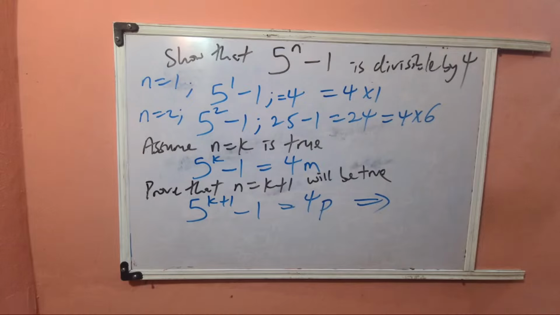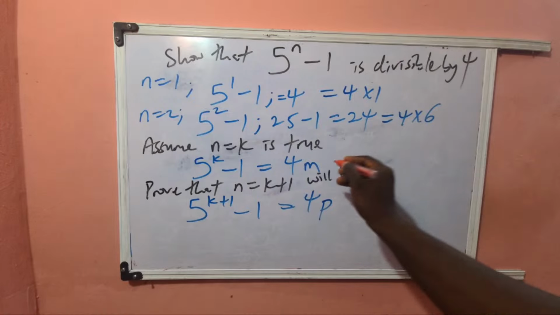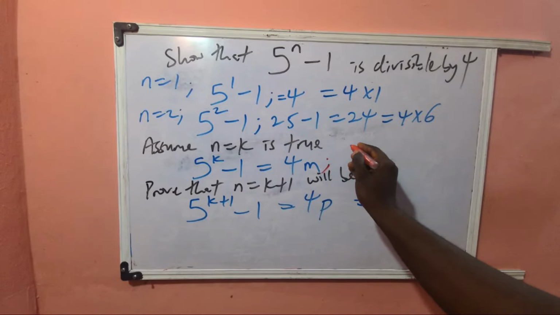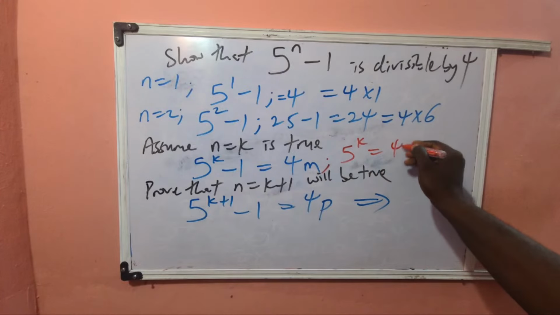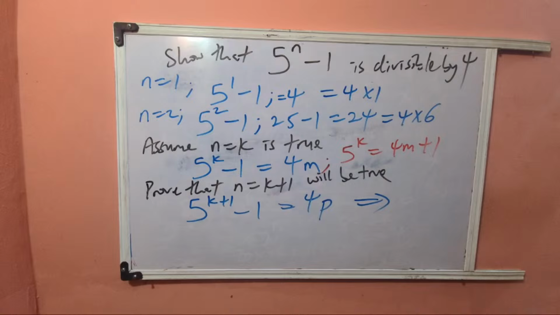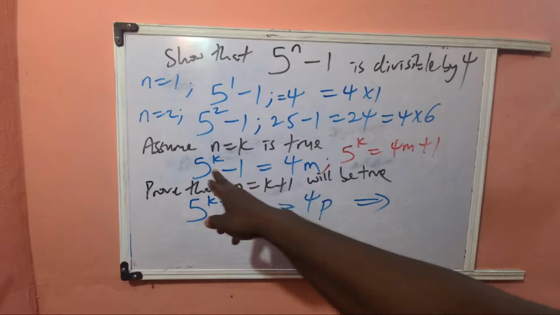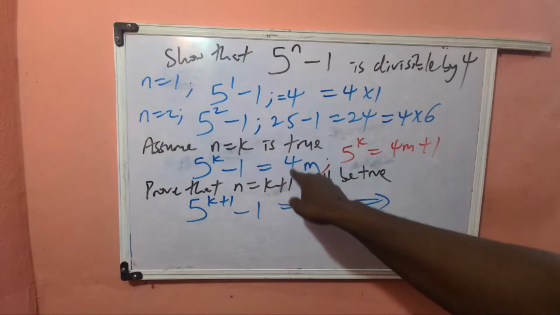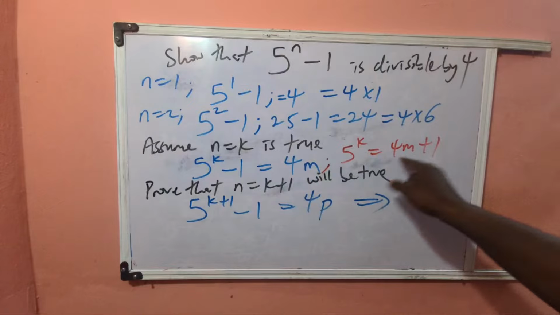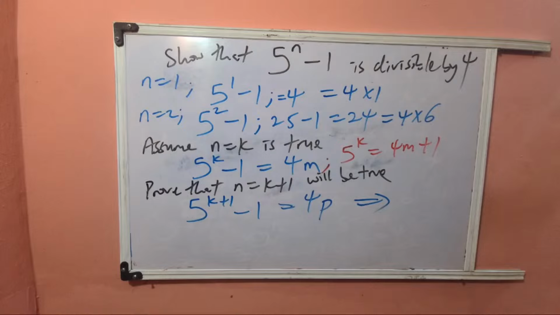So let's go on with our proving now. I'm sure when you look at our inductive hypothesis, you would not blame me if I said my 5 raised to power k was equal to 4m plus 1. Nobody blames me, because you can see that 5 raised to power k minus 1 equals 4m. We said this was true. Don't forget, we assumed that this was true. That means 5 raised to power k is also the same thing as 4m plus 1.